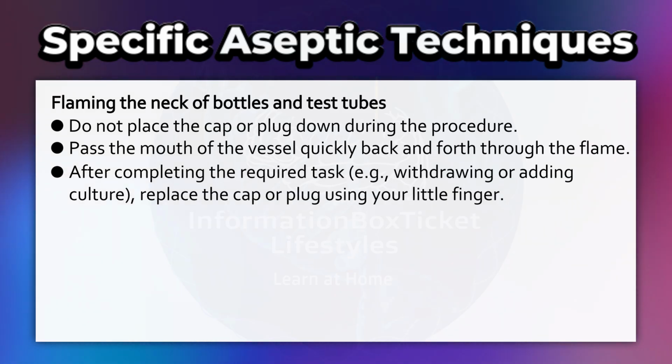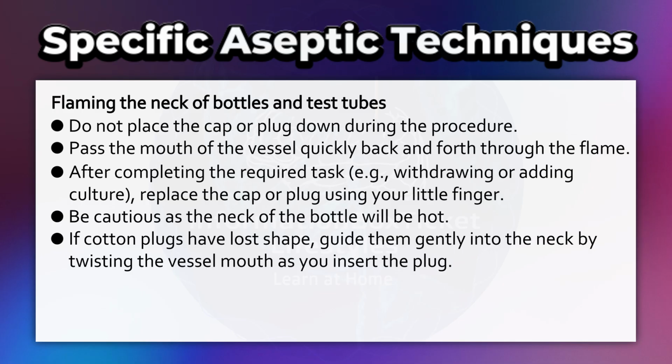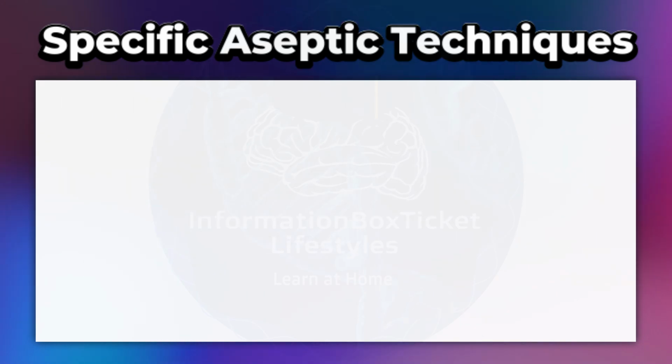After completing the required task, e.g., withdrawing or adding culture, replace the cap or plug using your little finger. Be cautious as the neck of the bottle will be hot. If cotton plugs have lost shape, guide them gently into the neck by twisting the vessel mouth as you insert the plug.